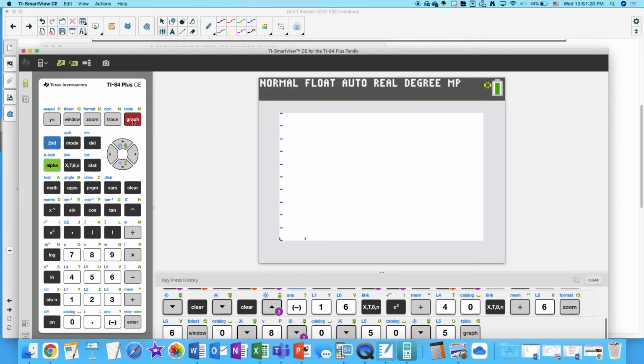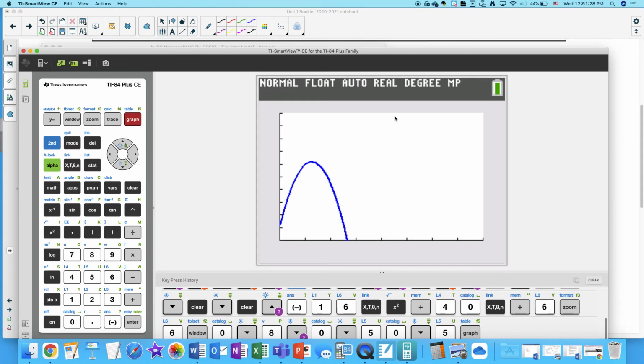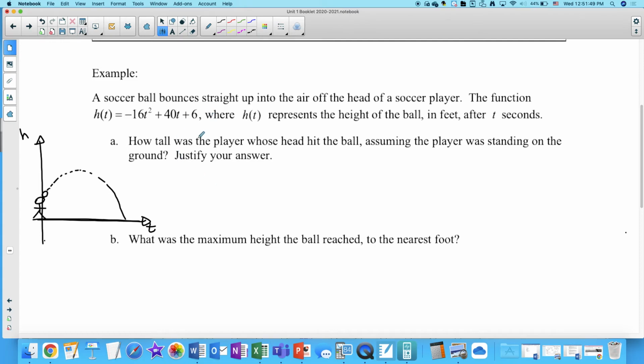Okay, now, how tall was the player? Well, when he headed the ball, that should actually be the initial height of the ball, right? The player heads the ball when time is 0. So that's basically the y-intercept. And that is, in this case, 6, because it's the constant in the equation, right? So how tall was the player? The player was 6 feet tall. And that's because this is the initial height of the ball.